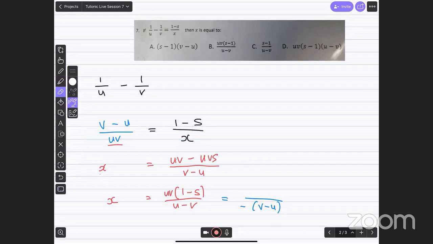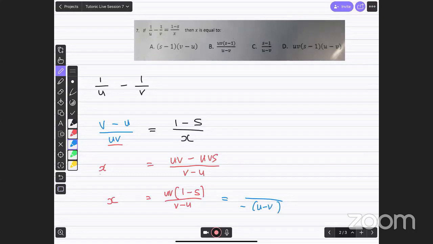Sorry, I'm writing here. I've written here u minus v. It's supposed to be v minus u. And then Iman is just saying, if you take out the negative, then it becomes u minus v. Do you guys understand that? Yes. Okay, so it's a nice thing.